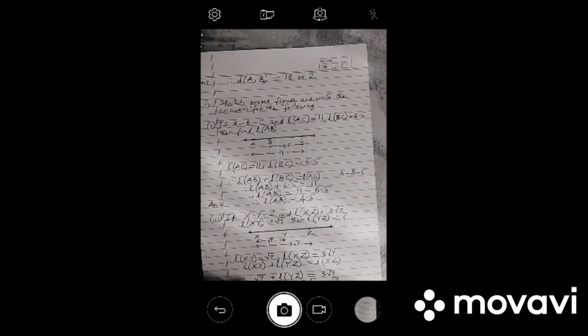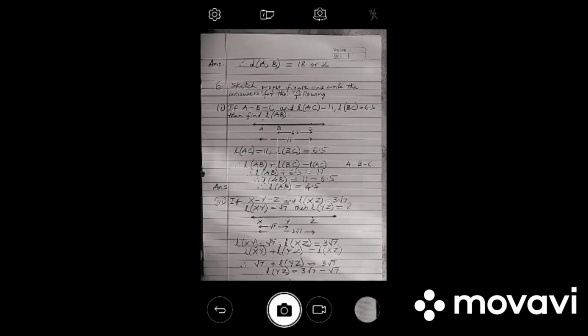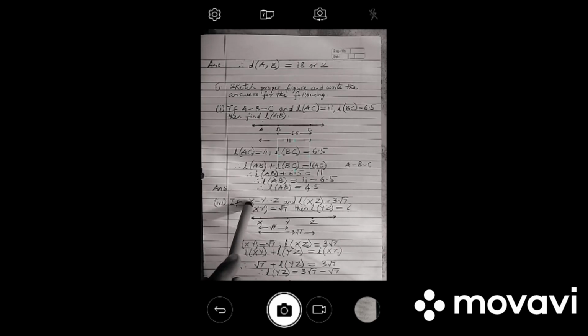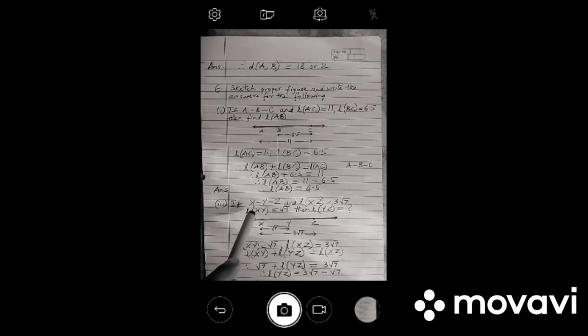Now the third, if y lies between x and z and length of xz is equal to 3 root 7, length of xy is equal to root 7, then length of yz is equal to how much? So first we'll draw the number line showing that y lies between x and z. Xy is given as root 7, but xz is bigger, and that is equal to 3 root 7. So we first write what is given. Length of xy is equal to root 7 and length of xz is equal to 3 root 7.